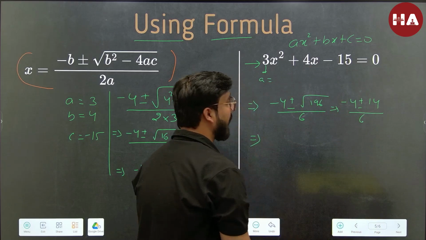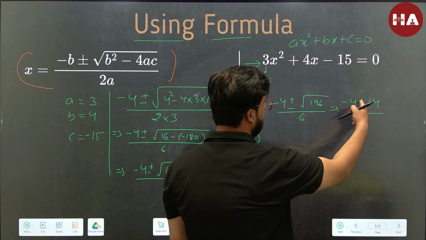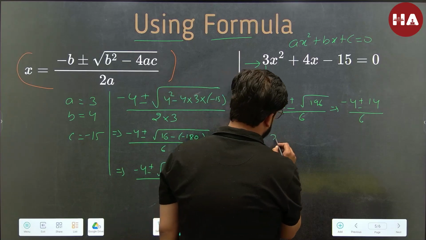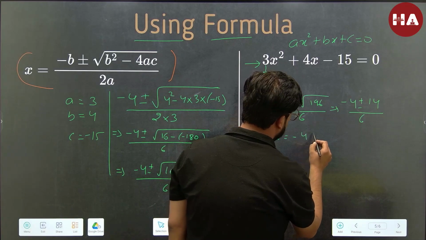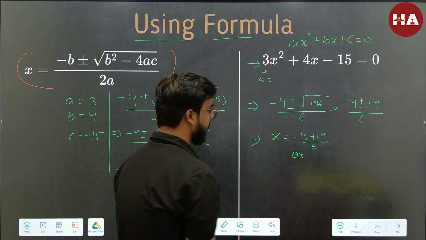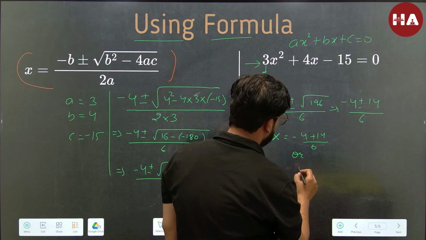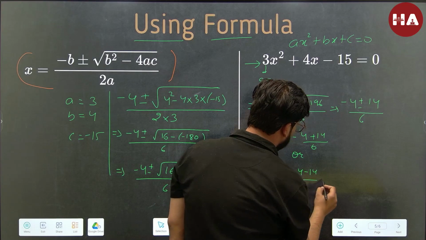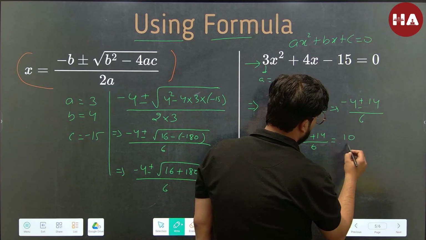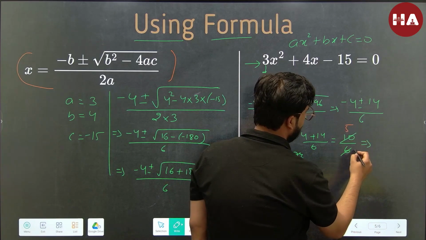Now I have two values of x. First, I'll solve with the plus sign, that is the positive sign, and second, I'll find the value with the negative sign. So the x first value will be minus 4 plus 14 over 6, or you can write it cumulatively because you'll get two values: x equals negative 4 plus or minus 14 over 6. So this will be 10 over 6. You can simplify it and write the answer as 5 over 3.